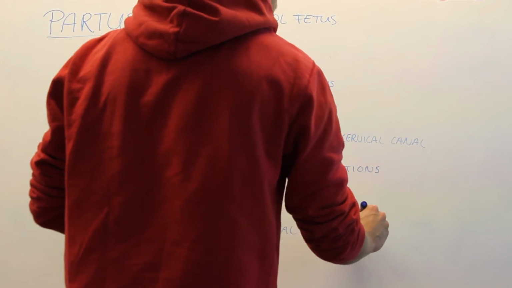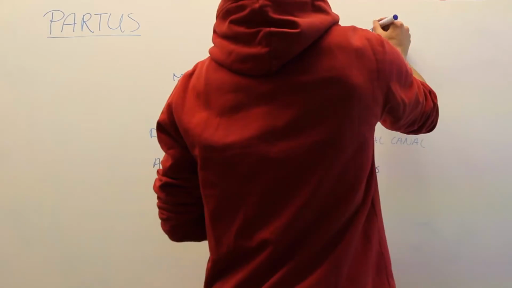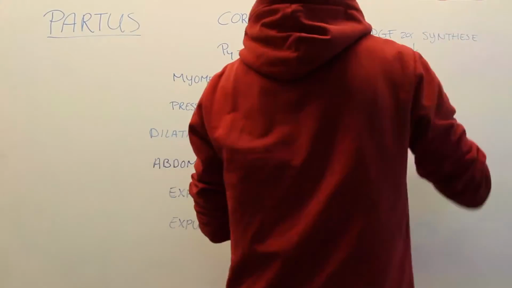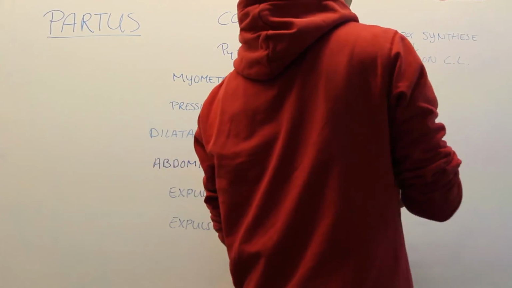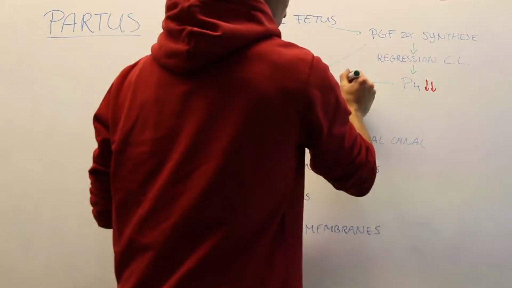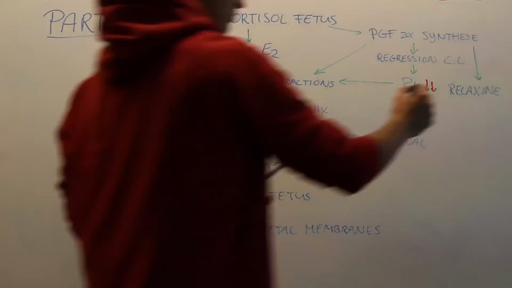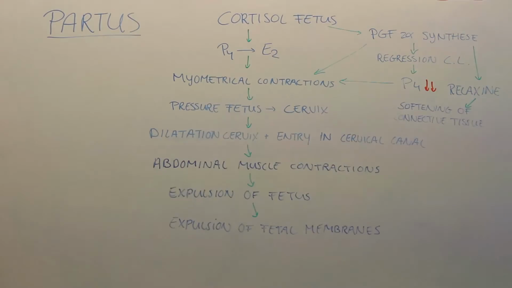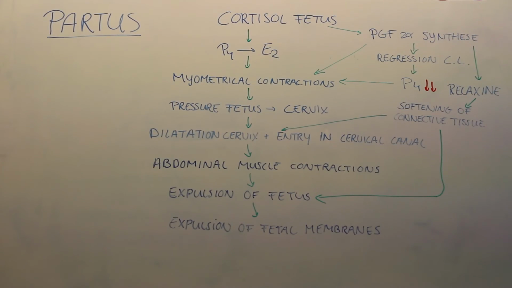The fetal cortisol also causes the placenta to synthesize PGF2 alpha, stimulates the myometrical contractions directly, and causes the regression of the corpus luteum and a decrease in progesterone, further stimulating myometrical contractions. The synthesis of PGF2 alpha also stimulates the synthesis of relaxin. Relaxin causes a softening of the connective tissue in the cervix and promotes elasticity of the pelvic ligaments.